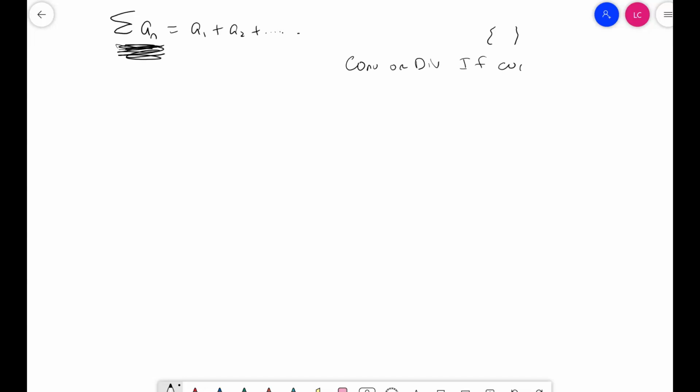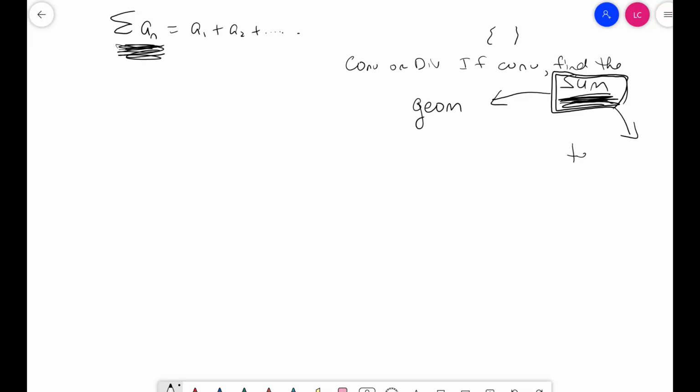If convergent, find the sum. If it says find the sum, I want you to circle that on the question when you're doing a quiz or a test, because I want to make sure that you're not just finding converge. There are two ways to find the sum. One is the geometric, and the other is the telescoping. So if you see the word sum, think of one of these two things.